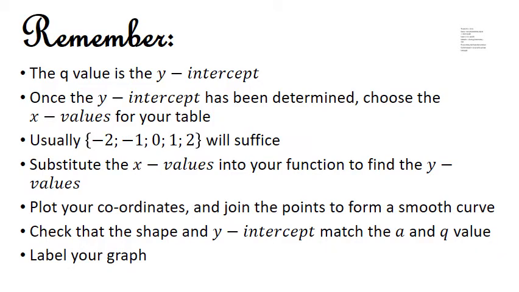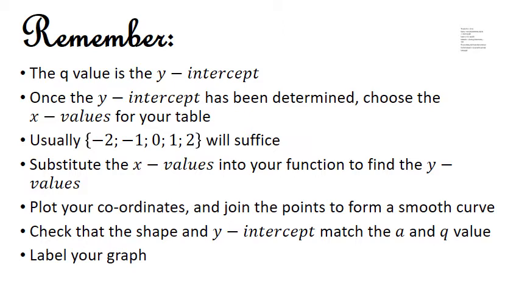Just to recap, by now you should know that the Q value is your y-intercept. So in standard form the function reads y is equal to ax squared plus q. That q value is where it cuts your y-intercept. Once the y-intercept has been determined, you are then going to choose your x value. So I've said there you can choose -2, -1, 0, 1 and 2. Those are usually enough to get the basic shape of your parabola. You are then going to substitute those x values into your equation, and you will get the y values, which you will write as a coordinate.